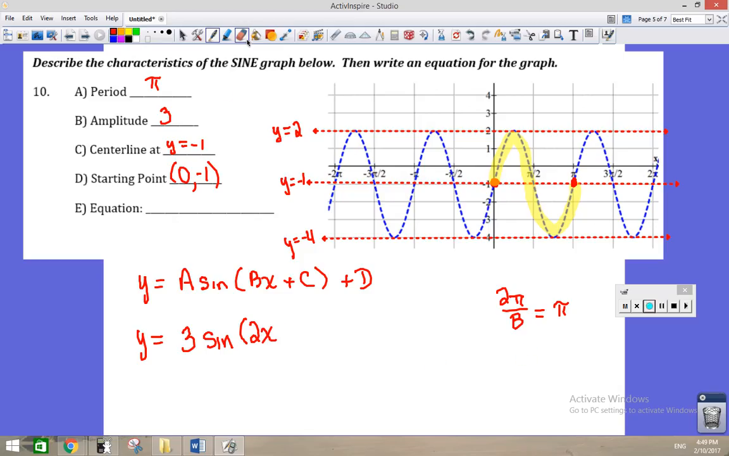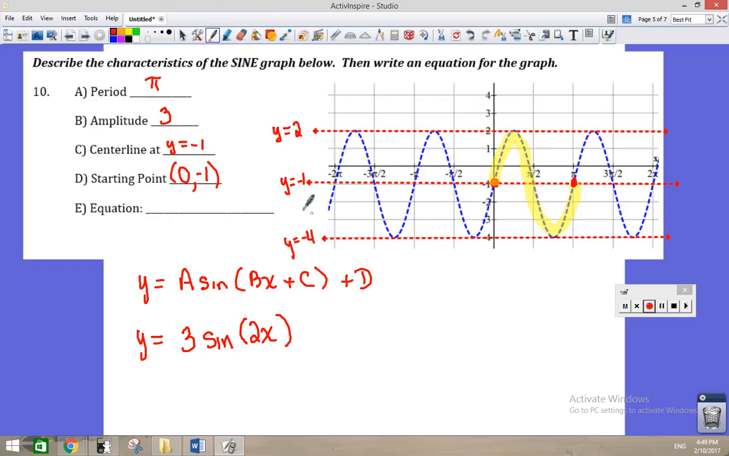Okay. Now this c is when we have a shift to the left or to the right, but our sine curve there, yeah, it got shifted down, but it didn't get shifted left or right. That c is 0, and we typically don't write +0. I mean, you can if you want.